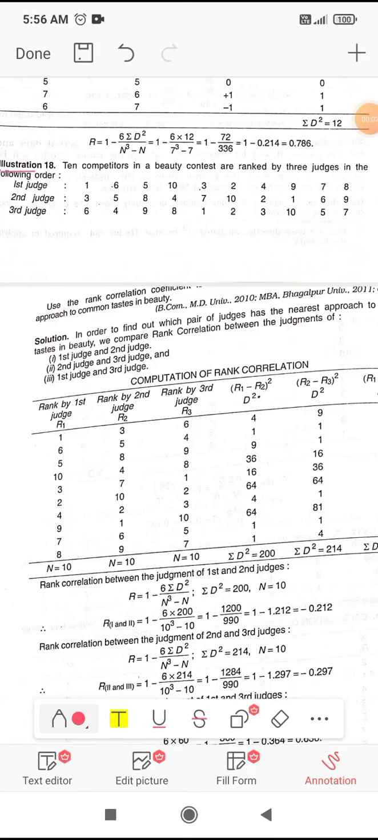Welcome to everyone. In this video we have to solve one problem in rank correlation coefficient. So let's solve problem number 18.